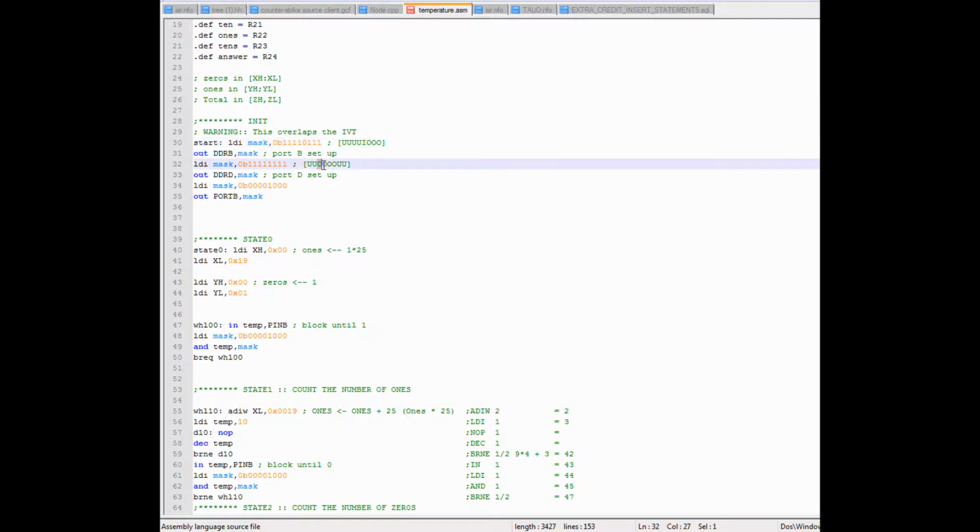The LEDs for the ones place are on bits 2 through 5, and so that's why we set mask to everything 1 and just put it out to D. That turns all of these LEDs off.